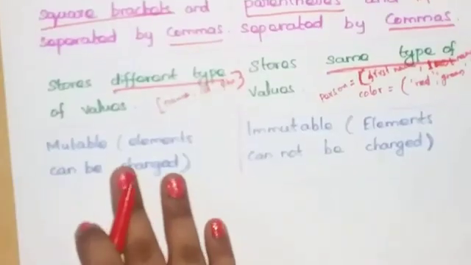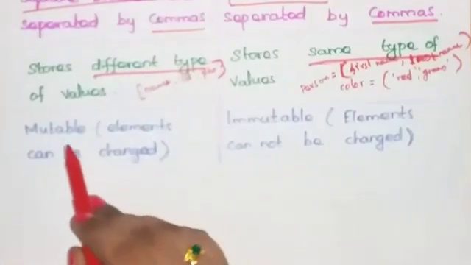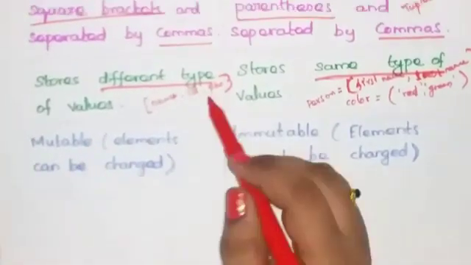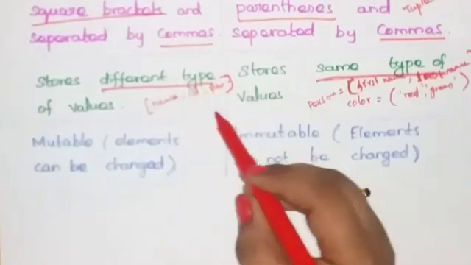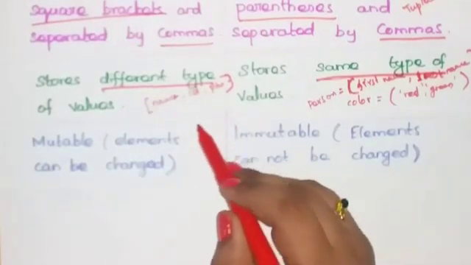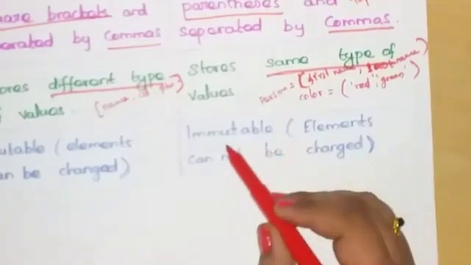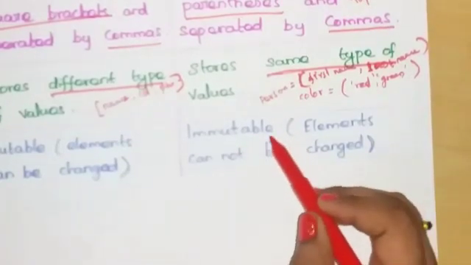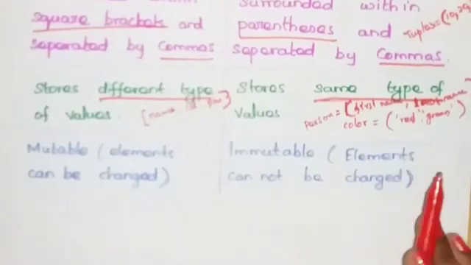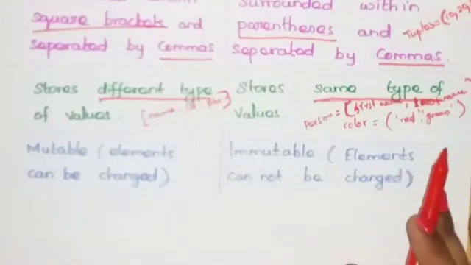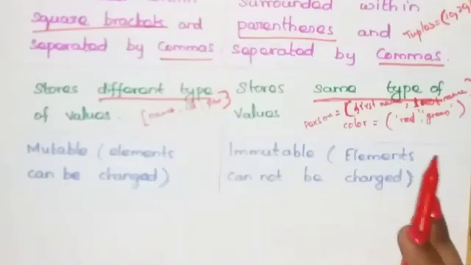Okay. Next point is it is mutable. Mutable means you can change the elements. You can modify the elements that are available in a list. Here in tuple, it is immutable. Immutable means the elements cannot be changed. You cannot change the elements of a tuple once it is assigned.